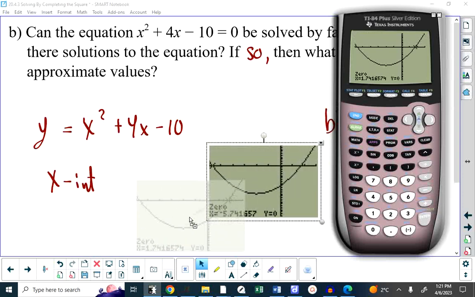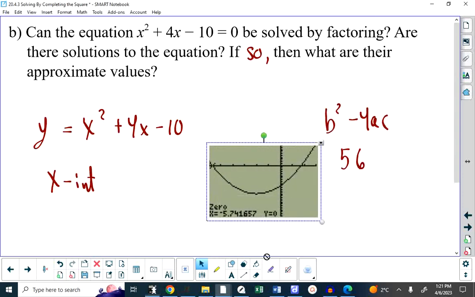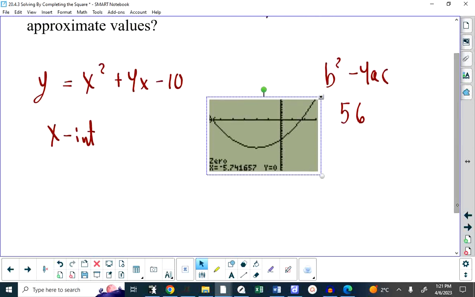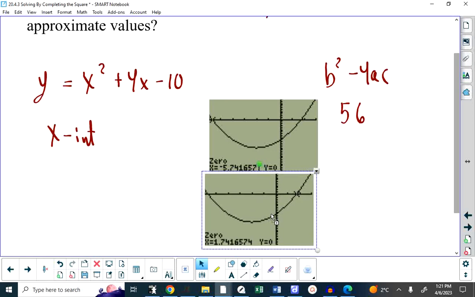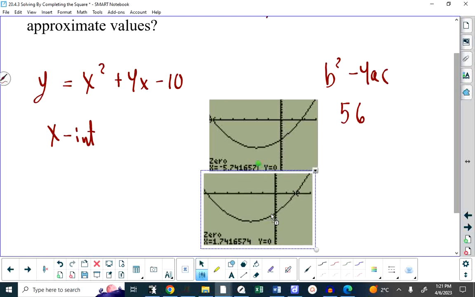The other one is approximately 1.74. So the x-intercepts are negative 5.74 approximately, and 1.74 approximately. These are the two solutions to the equation, approximate solutions.